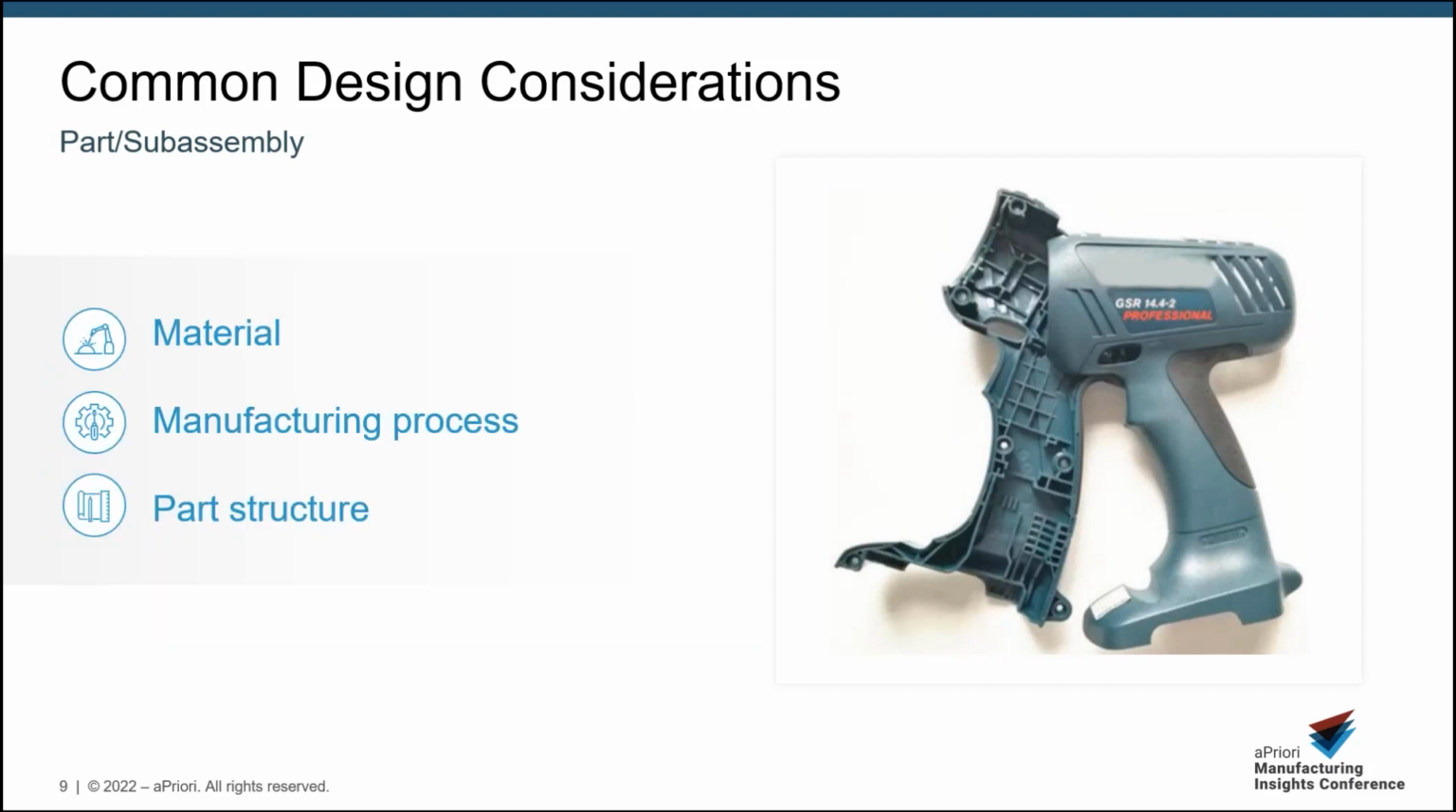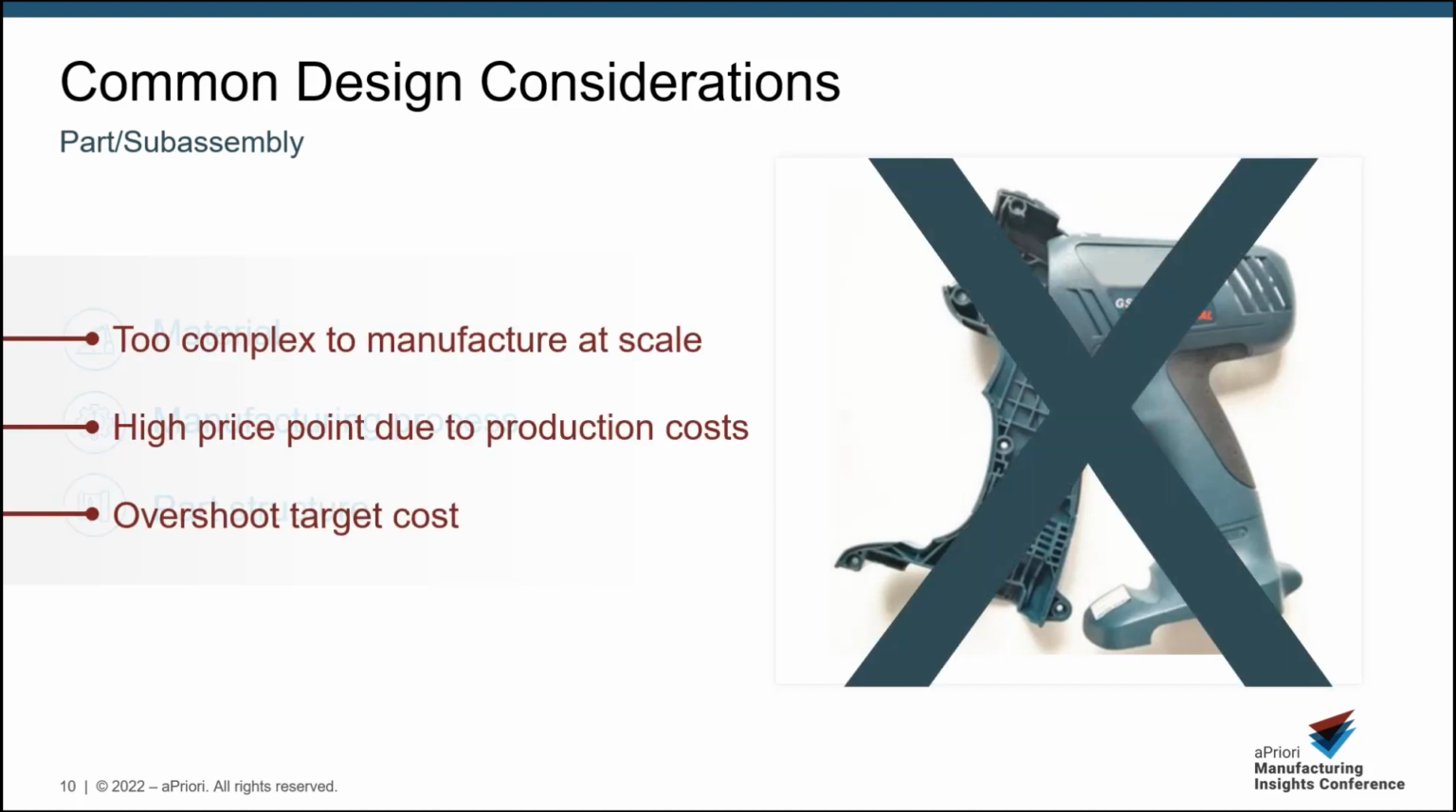What material am I going to make this part from? How is it going to be manufactured? What is the part structure going to look like? Often, these decisions are locked in early in the design phase without consideration for downstream impact, which can result in potential issues derived from poor design, such as too complex to manufacture at scale, high price point due to production costs, or high production costs that overshoot the target cost of the product.